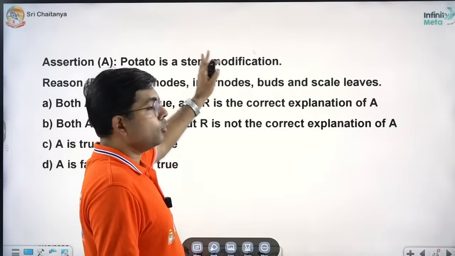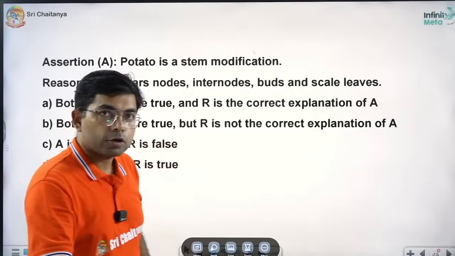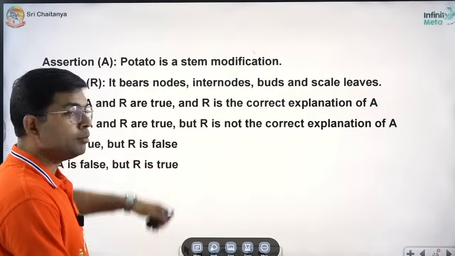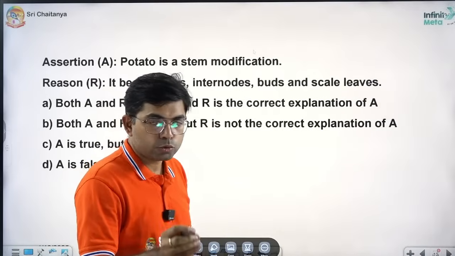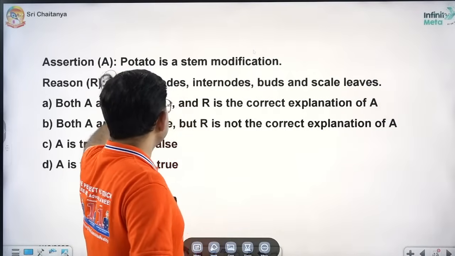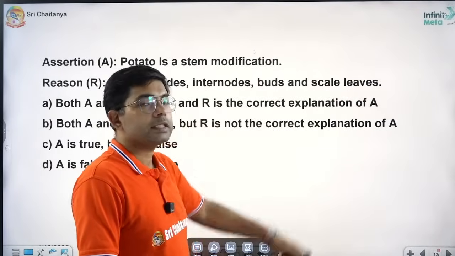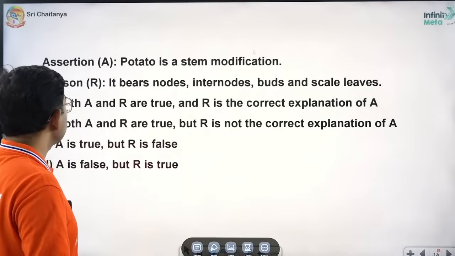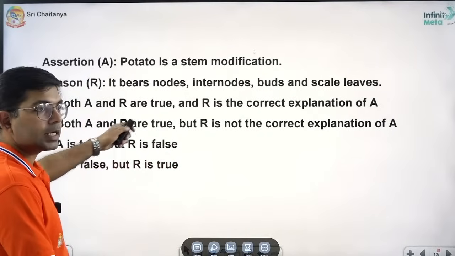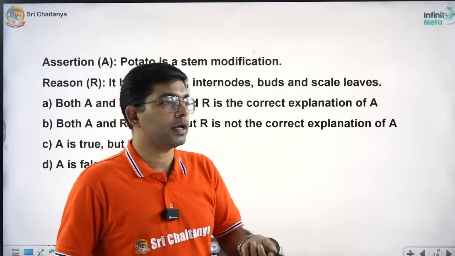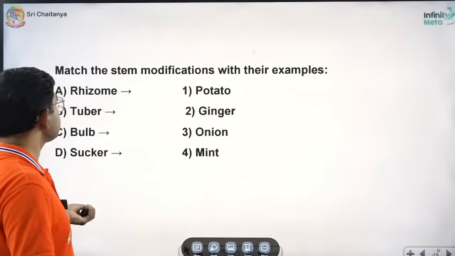Potato is a stem modification. Root is done. Now we are talking about stem. Potato is a stem modification. Yes, because it has node, internode, right? It bear node, internode, buds and scales of leaf. Correct? So assertion is correct, reason is correct, and reason is the correct explanation of assertion.